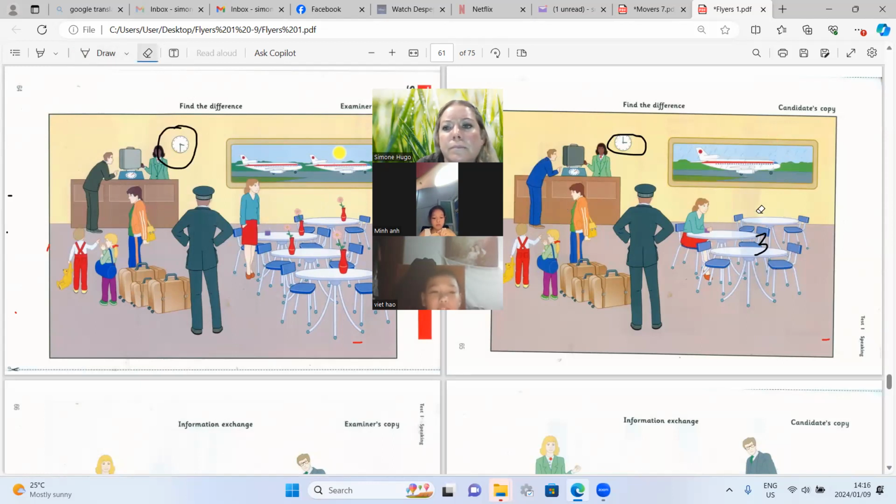In the first picture, the time is half past three. But in the second picture, the time is 3 o'clock.